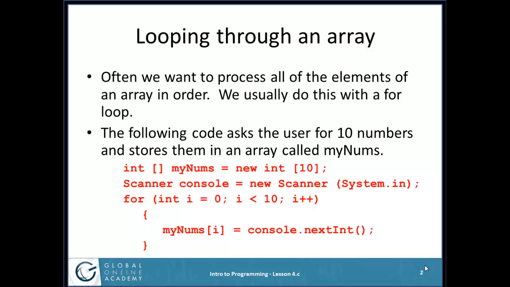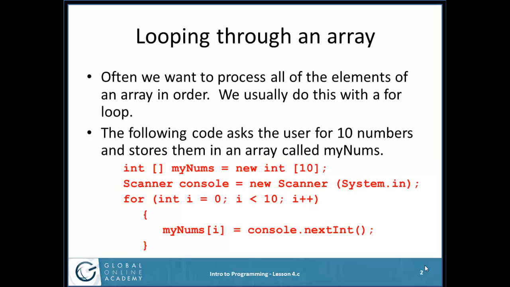The following code asks the user for 10 numbers, stores them in an array called mynums. Let's look at this. First line, int square bracket mynums. That means, Java, give me a variable called mynums that's going to point to an array, each element of which is an int. Then the rest of that line, equals new int 10, means, Java, create me an array that has 10 slots in it. Each slot is an int. And when you're done creating it, wherever you put it, go make sure that the variable mynums knows where that is.